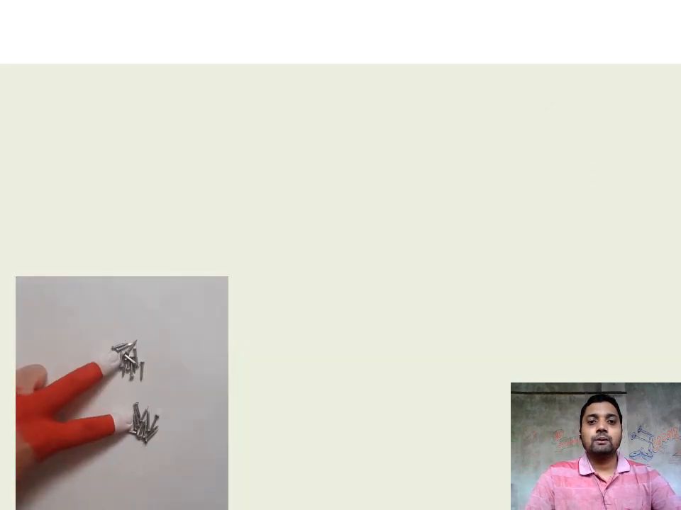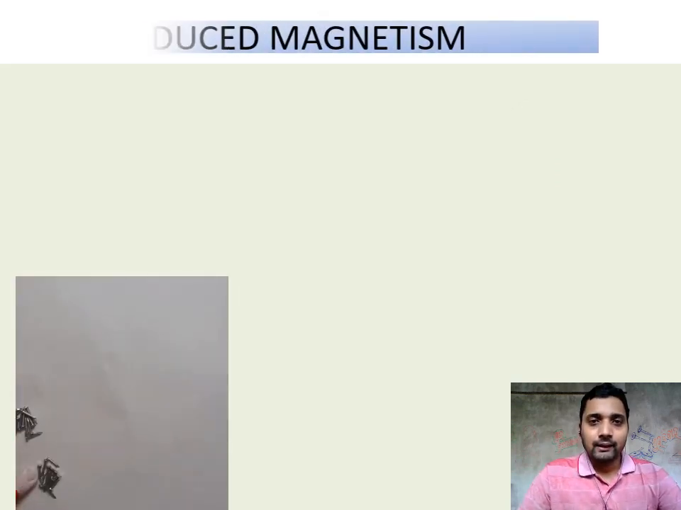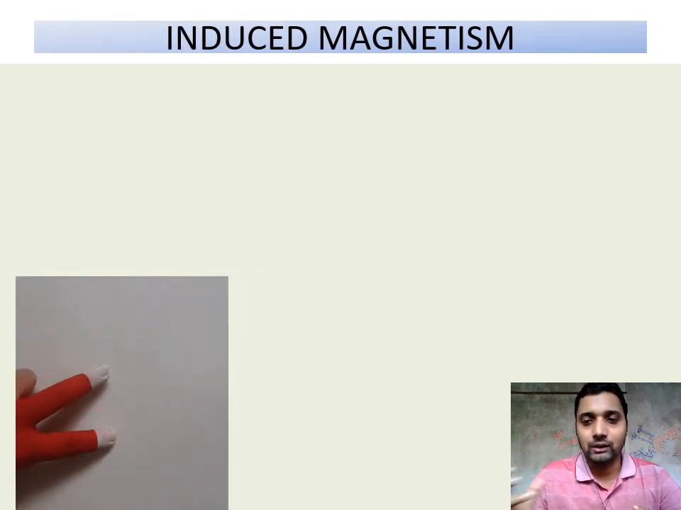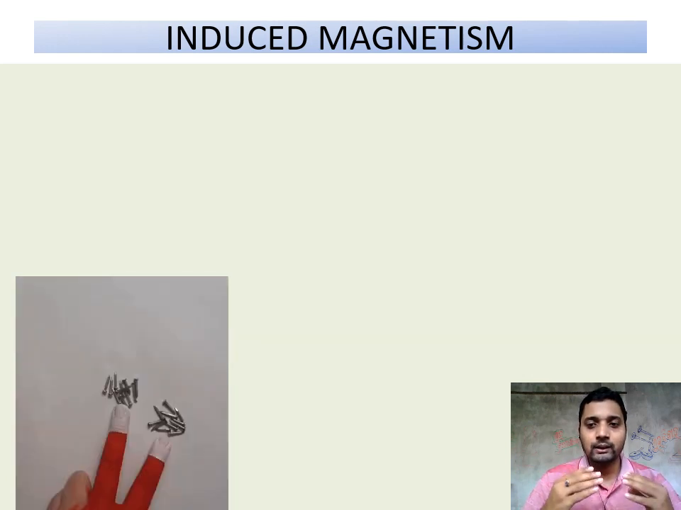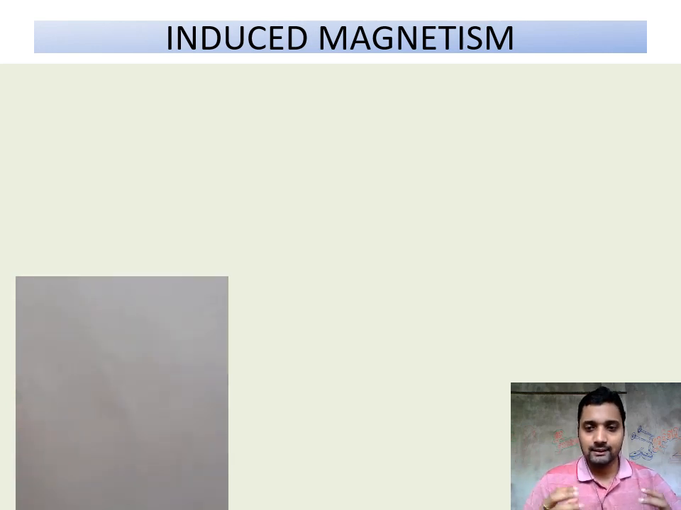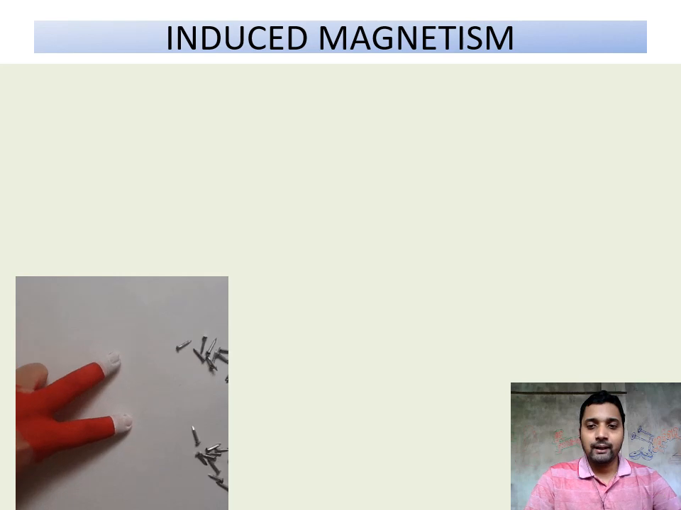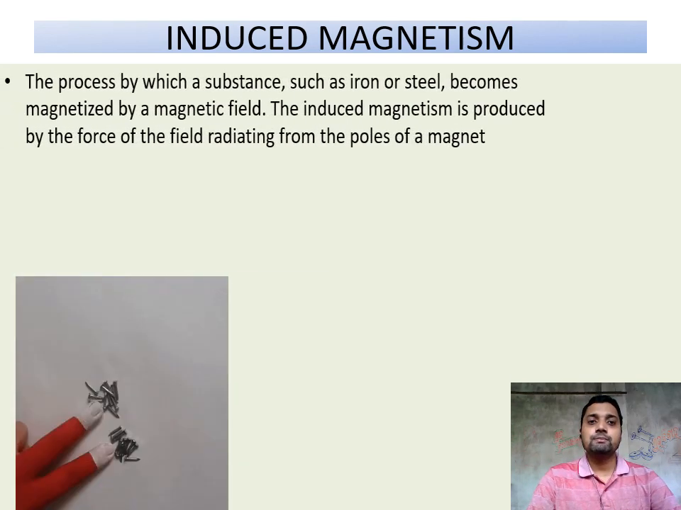Next, you can see in our magnet the induced magnetism. The terms induction and conduction: conduction means when they are in direct contact. Induction means when the force, the property, the energy is given from a distance. That is called induction. Induced magnetism means when the magnetic property is given to a substance from a distance. It is called induced magnetism.